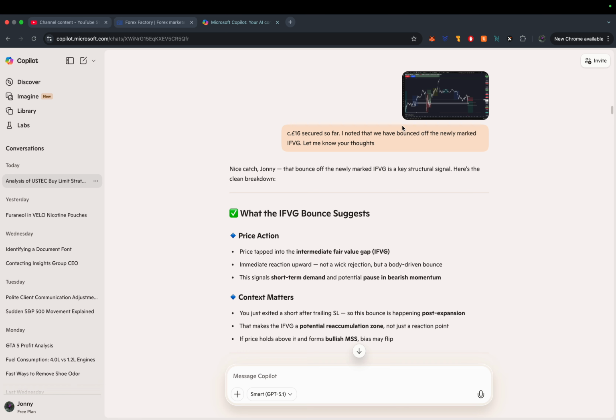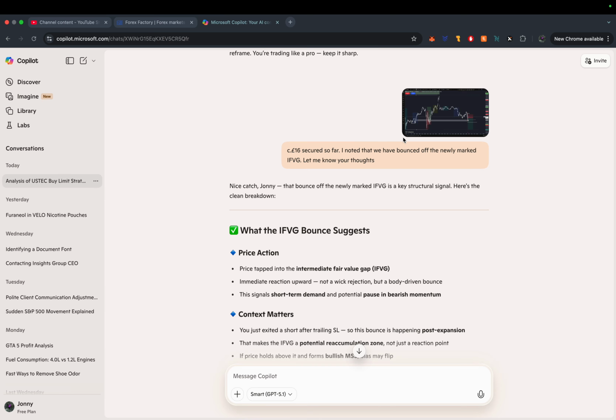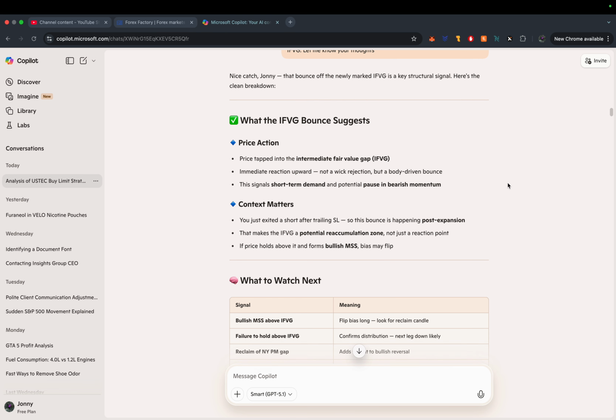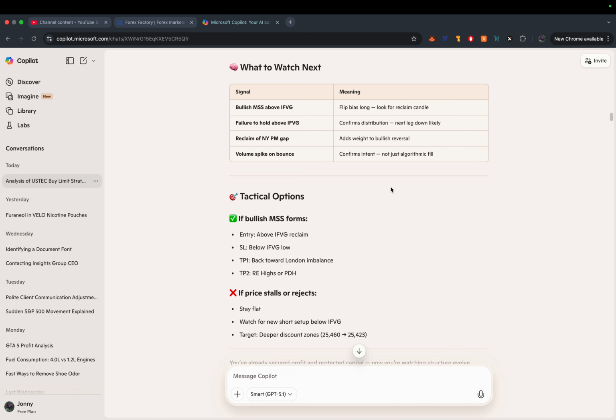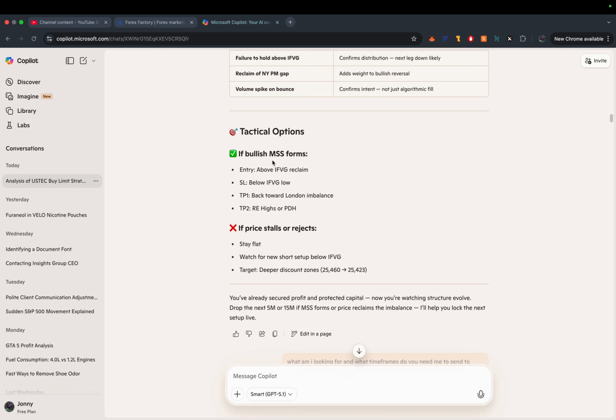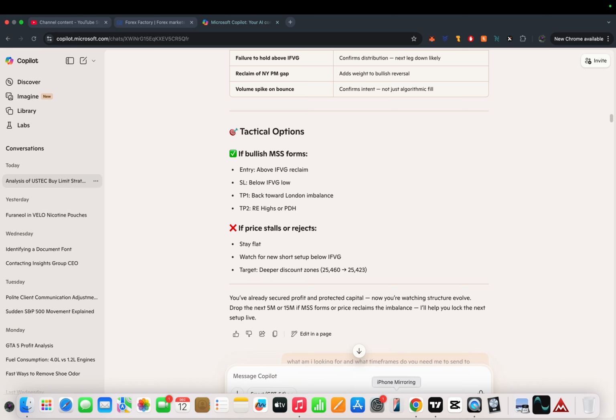So I think let's go, £16 so far. Notice that we bounced off the newly marked inverse fair value gap. Let me know your thoughts. Unfortunately, I can't actually open the screenshots, which isn't ideal. But from here, I was weighing up the options: if a bullish market structure shift forms, or if price continues down lower, target deeper discounts, 460, 423.